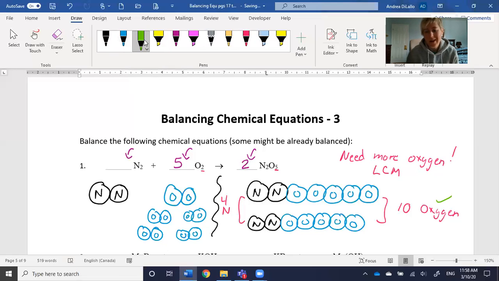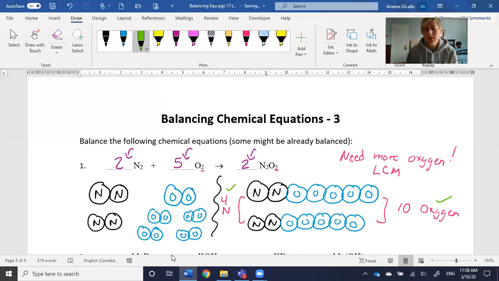I see on my product side that I have 4 nitrogens. On my reactant side, I only have 2. So 2 times 2 is 4. And then I get my 4 nitrogens. So what you're doing when you're balancing a chemical equation is that you're trying to get the same number of elements on the reactant side, same number of elements on the product side. And as you saw, I had to go forwards and backwards to balance them all out. So I hope this helps.